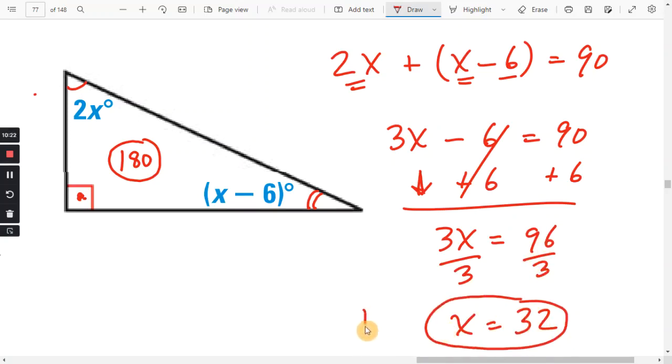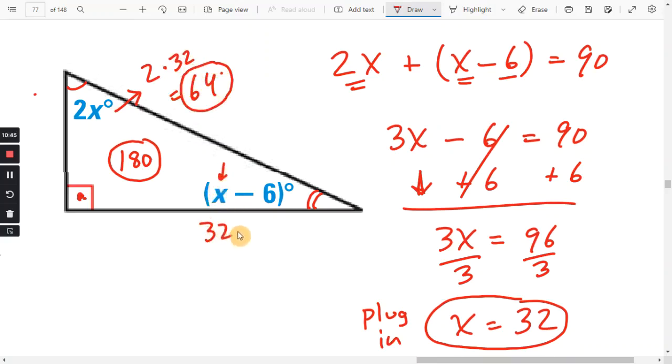All right, so final step is to plug it in. X is 32. So 2x is 2 times 32. And that's 64. All right, plug in the 32 here as well. 32 minus 6 is 26. Okay, 64 plus 26 equals 90. So it checks out.